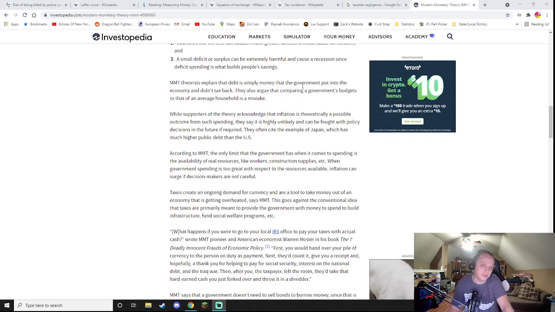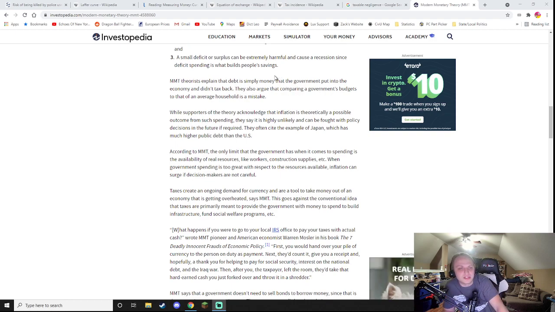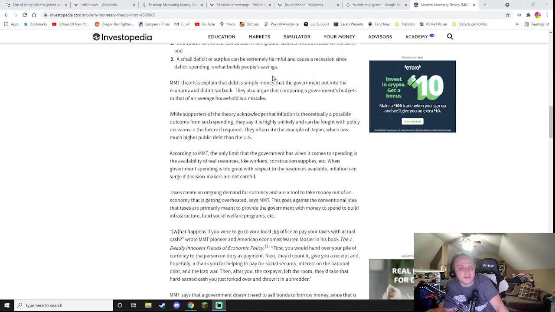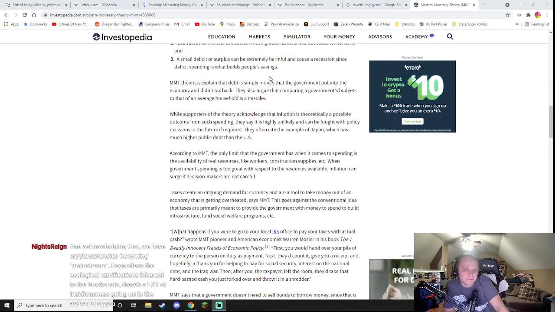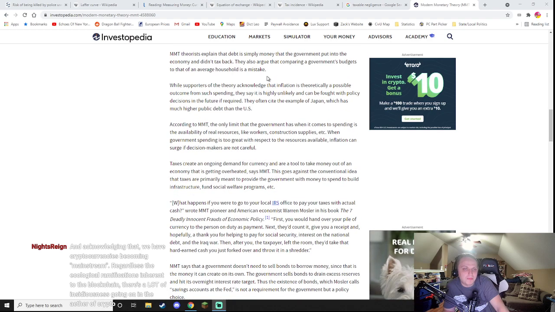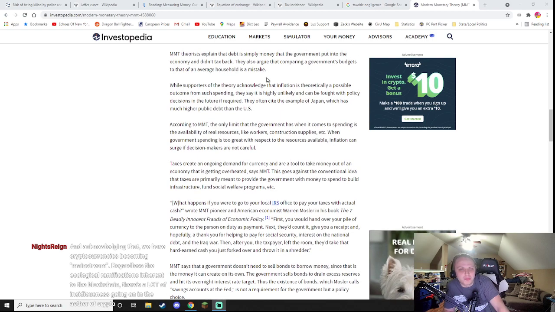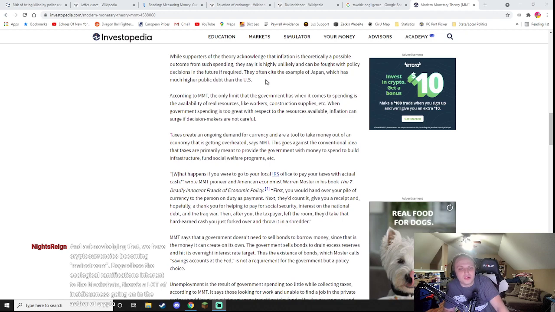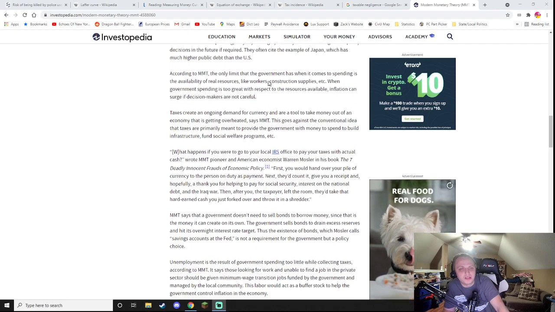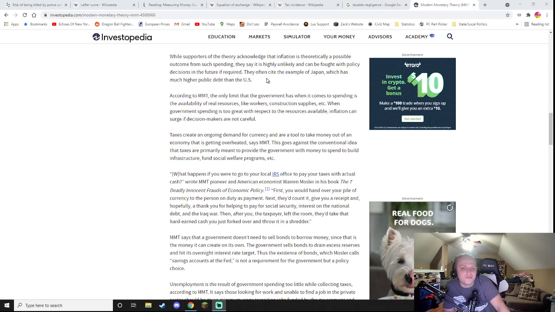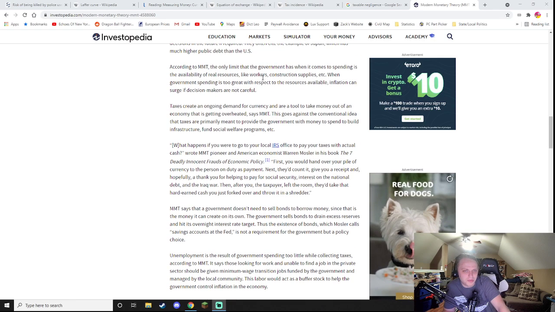A small deficit or surplus can be extremely harmful and cause a recession, since deficit spending is what builds people's savings. MMT theories explain that debt is simply money that the government put into the economy and didn't tax back. They also argue that comparing a government's budget to that of an average household is a mistake. While supporters of the theory acknowledge that inflation is theoretically a possible outcome from such spending, they say it is highly unlikely and can be followed with policy decisions in the future if required. They often cite the example of Japan, which has much higher public debt than the U.S.